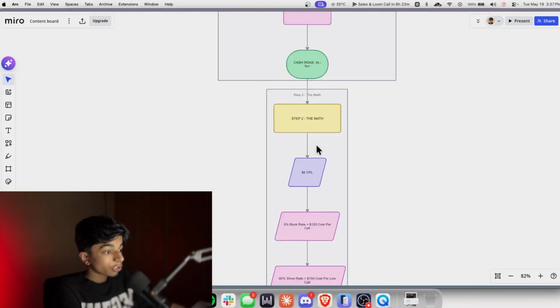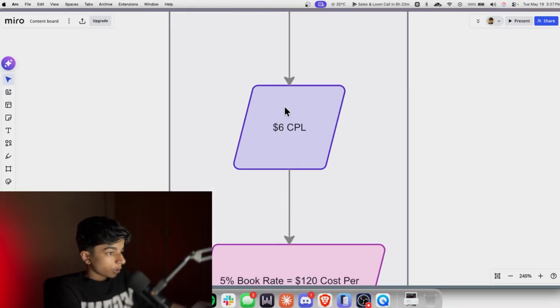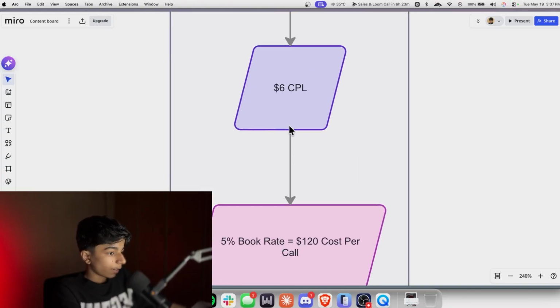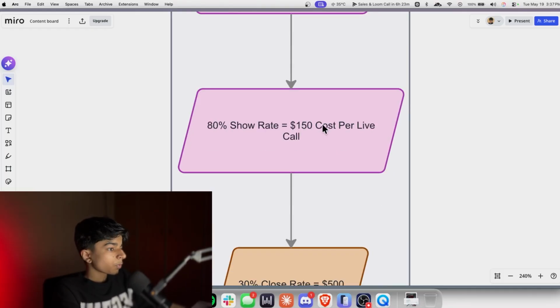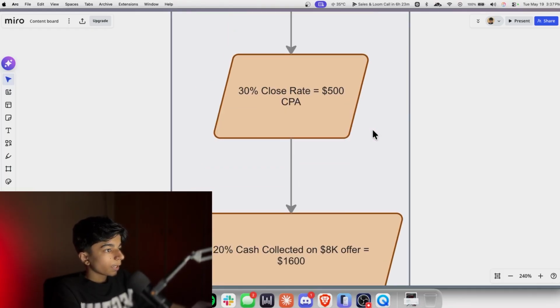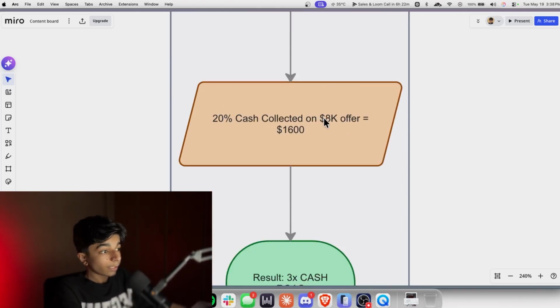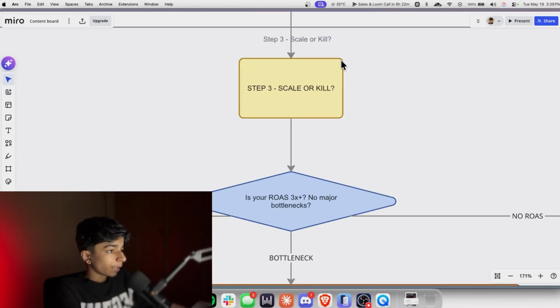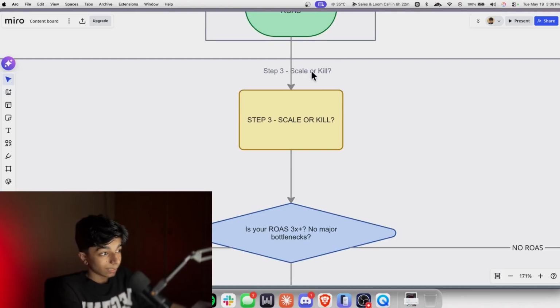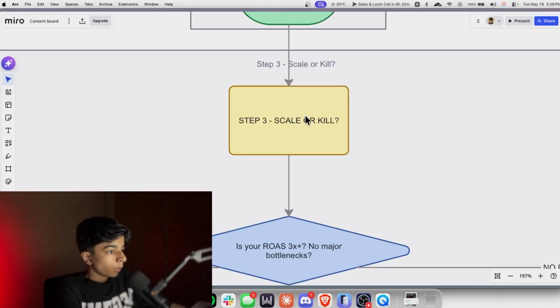Now step 2, let's go over the math, exactly how it looks. Cost per lead around $6 on average. 5% book rate, which is about $120 cost per call. 80% show up rate is around $150 cost per live call. 30% close rate is about $500, and 20% cash collected on an 8K offer is about $1,600, which gives us in result 3x cash ROAS. Now the most important thing: when should we know we need to scale the ad or we need to kill that creative? Which is step 3.